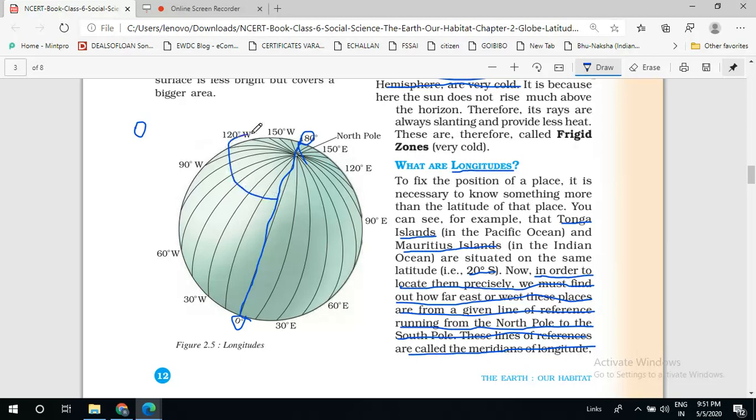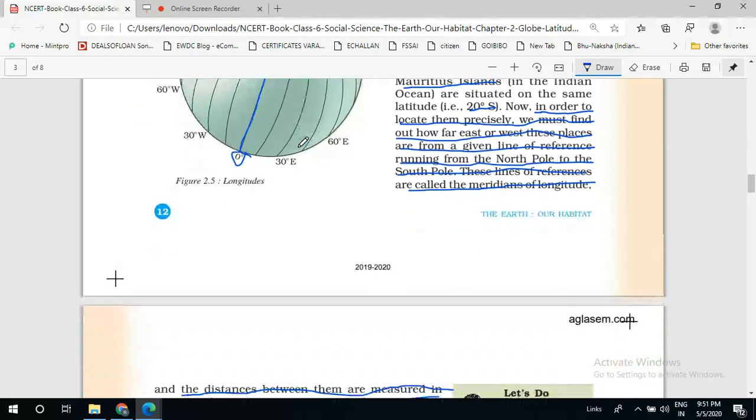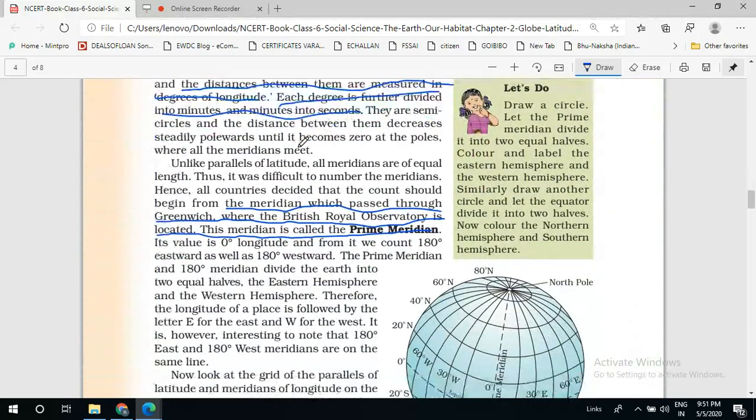From this up to this, it is 180 degree. And from this up to this, it is also 180 degree. So this is the line, and this line is same. 180 degree east and 180 degree west is the same line, which is running in accordance with the 0 degree. So both these lines have been drawn. So the prime meridian and 180 degree meridian divide the earth into two equal halves.